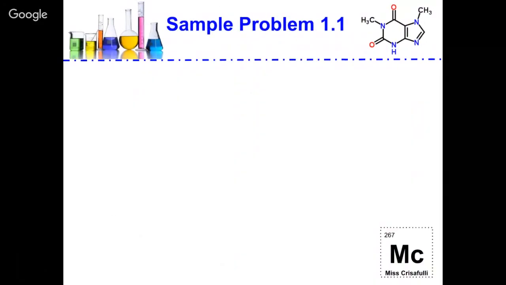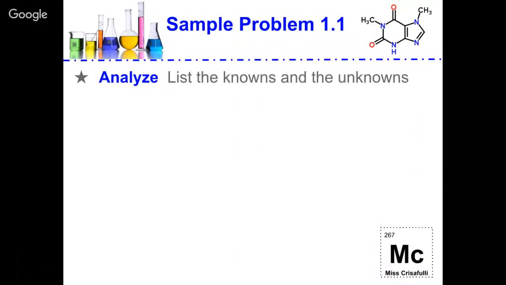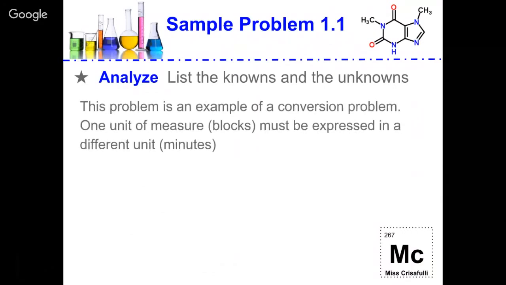Okay, let's go through the 3 steps. So first, analyze. Let's list the knowns and unknowns. So this problem is an example of a conversion problem. So 1 unit of measure, the blocks, must be expressed in a different unit, minutes.